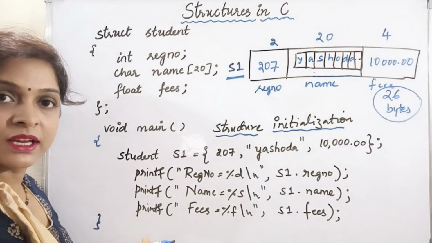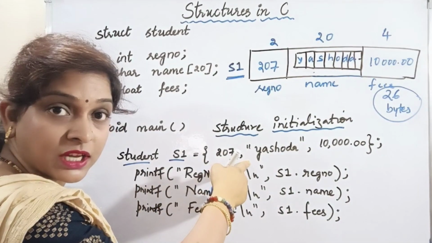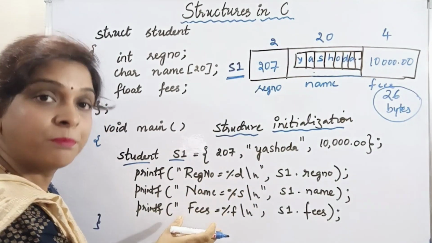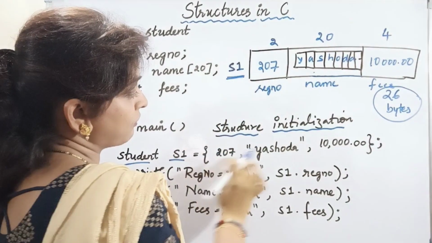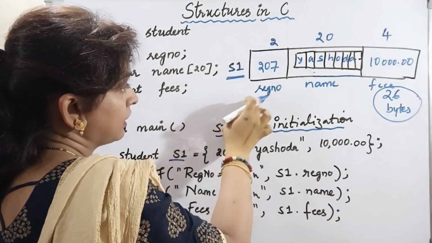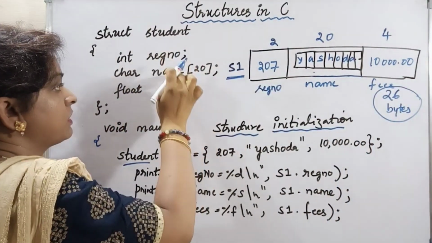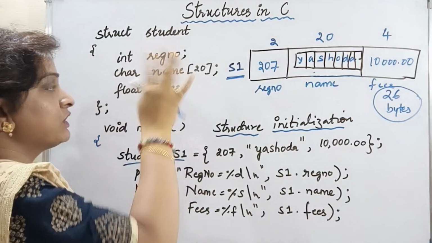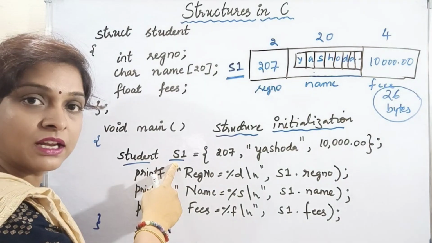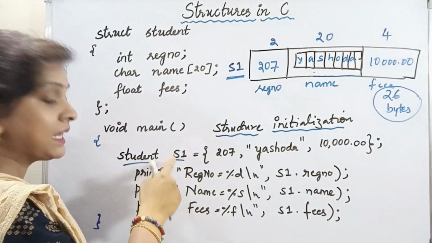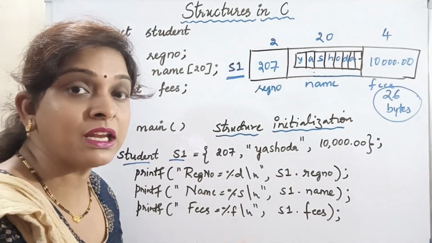Here we have a complete program. So we have structure definition, structure declaration and initialization. Now let us see how we can print or access these initialized values. So 207 in register number, Yashoda in name and 10,000 in fees. It is register number, name and fees, a structure defined by name student with 3 members. As soon as the compiler encounters this structure variable declaration and initialization, it is going to allocate the memory for that and the values have been initialized.